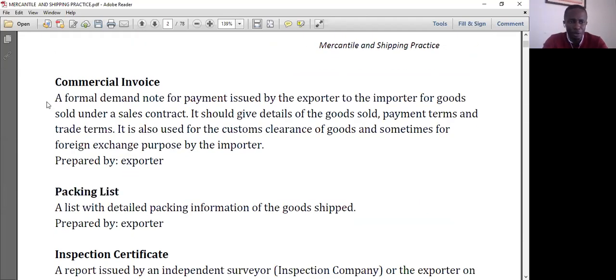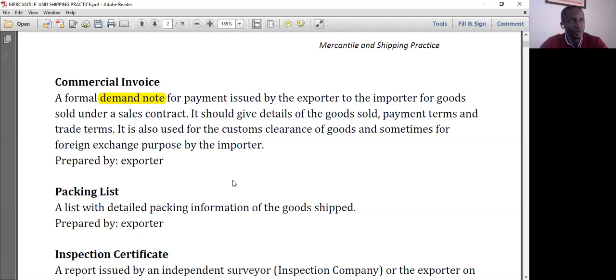Now, the commercial invoice, this is a formal demand. It is a formal demand note, and I underline the word demand note. It is a formal demand note for payment issued by the exporter to the importer for the goods sold under the sales contract. So it should give details of the goods sold, payment terms, and the trade terms. It is also used for customs clearance of goods and sometimes for foreign exchange purposes by the exporter. All these are prepared by the exporter.